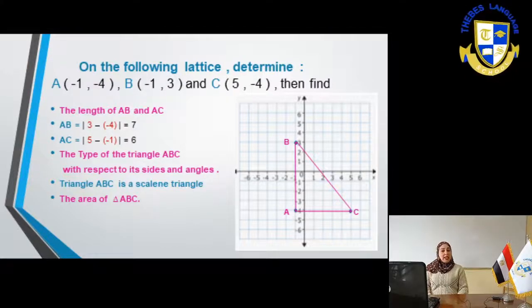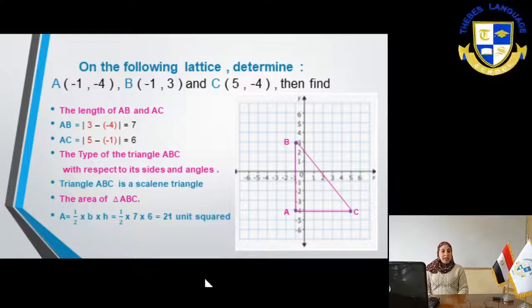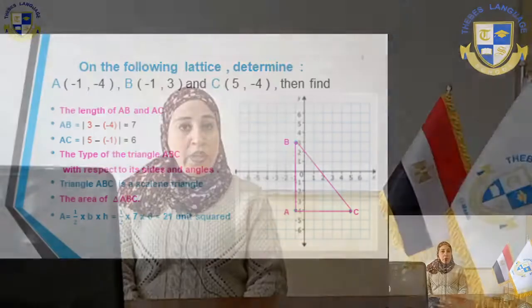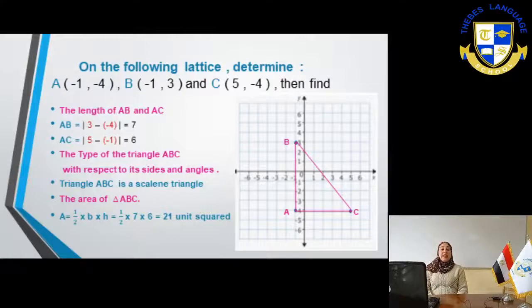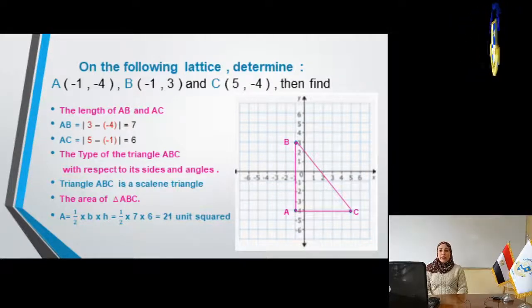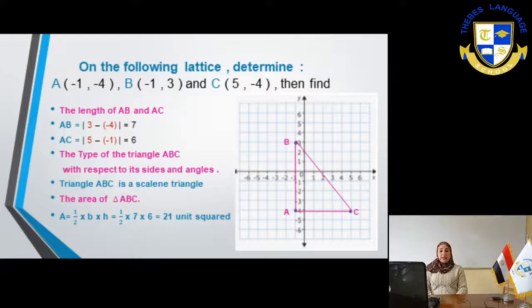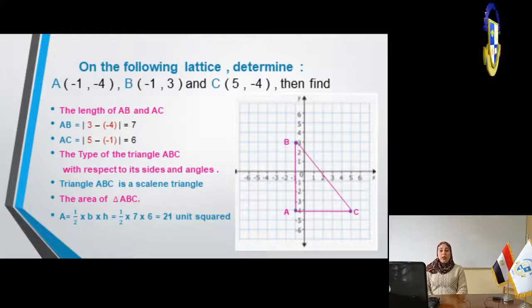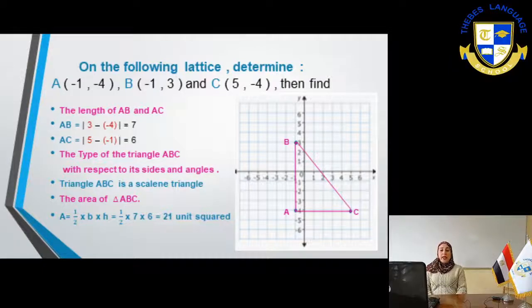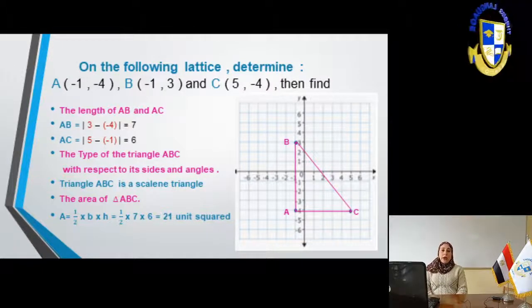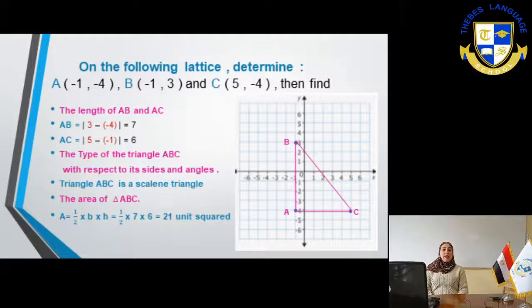The last point here, I want you to calculate the area of the triangle ABC. Do you remember the rule? Area of any triangle equals half by base by height. I have the length of the base, which is AC equals 6, and the length of the height, which is AB equals 7. So it will be half by 7 by 6 equals 21 unit squared. Of course, it's area, so I'll use the word squared because I'm calculating the area.